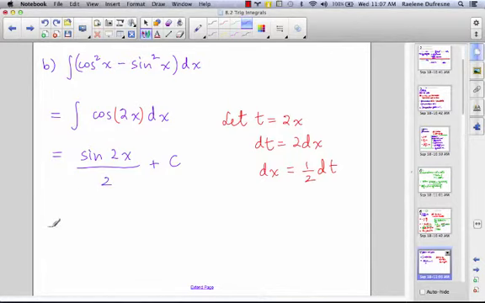Of course, there are other ways we could write sine of 2x. We could write it as 2 sine x cosine x multiplied by the 1/2. And so another equivalent name for this is sine x cosine x plus c.